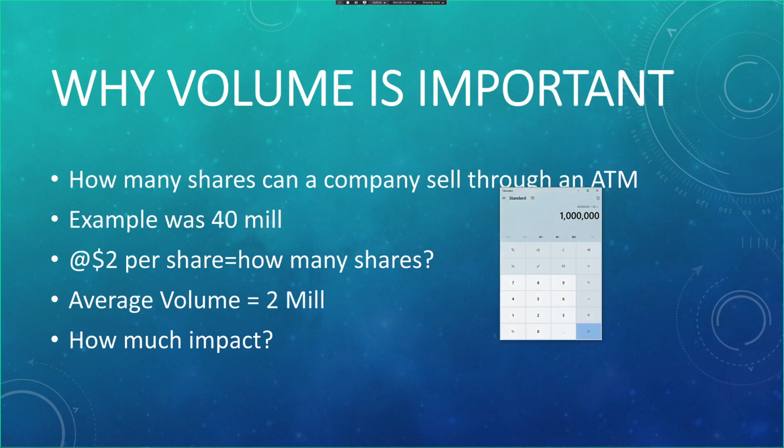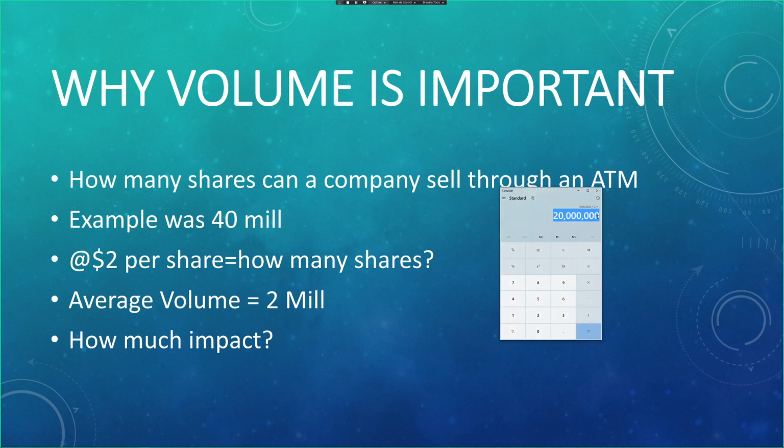However, if we change that to $2 per share, so now let's take 40 million and divide it by 2. Well, now how many shares can they create? Exactly, they can create 20 million. Now, if they're doing 2 million a day, how long is it going to take them to dump this 20 million? If they just sold every day, their stock's just going to go straight down. So they can't do that, right?